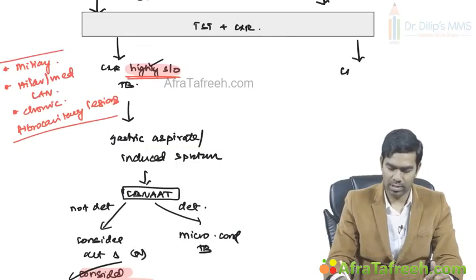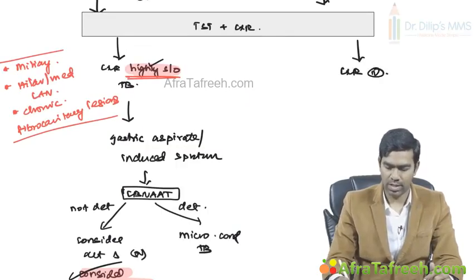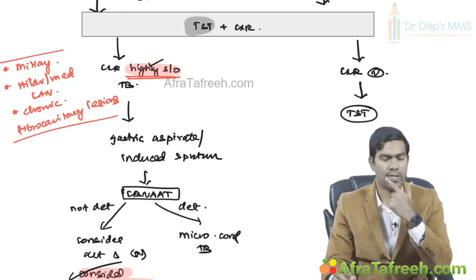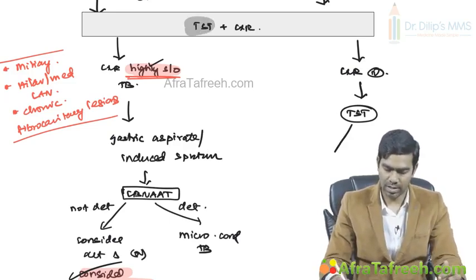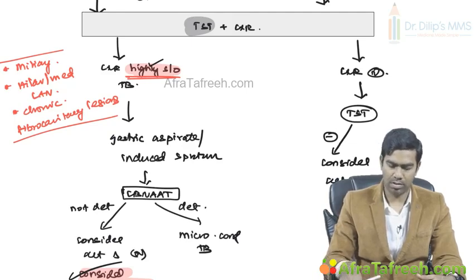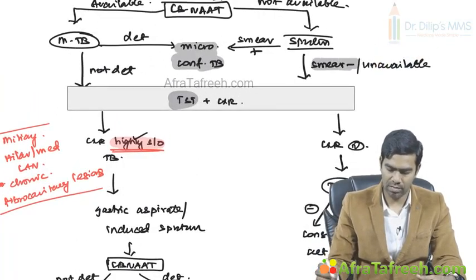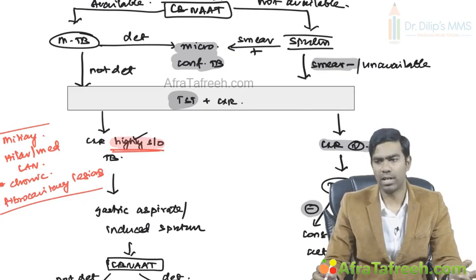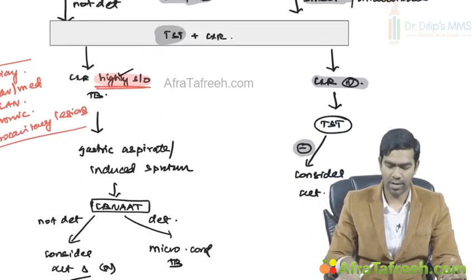What if the chest X-ray is normal? Then I will look at the TST results, because I have already done the tuberculin sensitivity test, Mantoux. If the TST is negative, I will strongly consider an alternative diagnosis only, because the smear is negative, chest X-ray is normal, TST is also negative, very unlikely to be tuberculosis. So consider an alternative diagnosis.